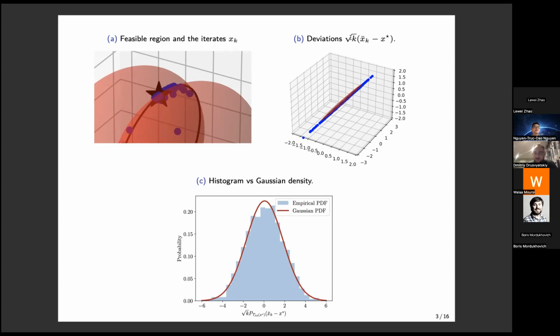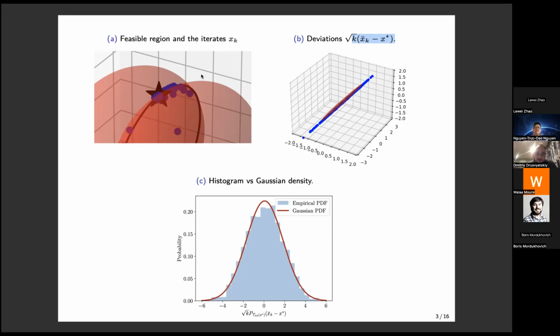But now let's see what we're interested in. We're interested in looking at these deviations. You look at the average iterate, subtract the optimal solution, and rescale by root k. This is the empirical covariance of these things. As k goes to infinity, I want to think about what the asymptotic covariance is going to be. And you see it's supported along a line.